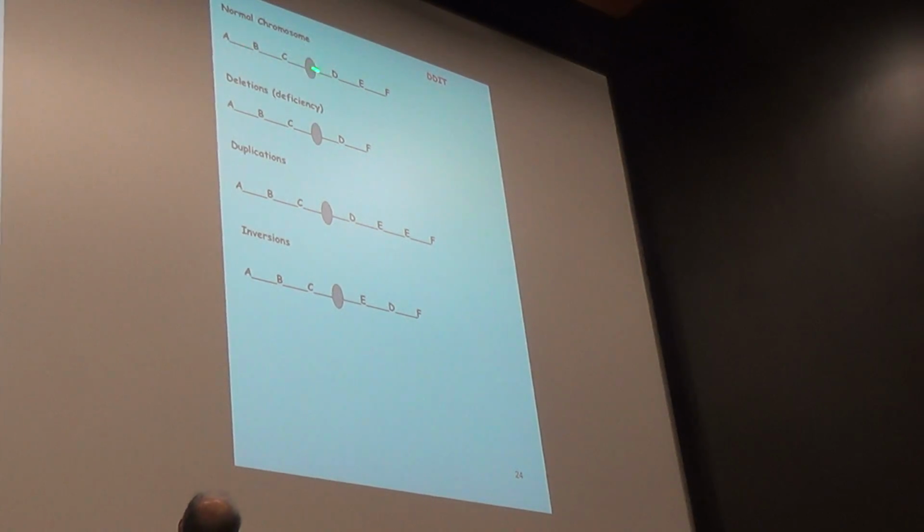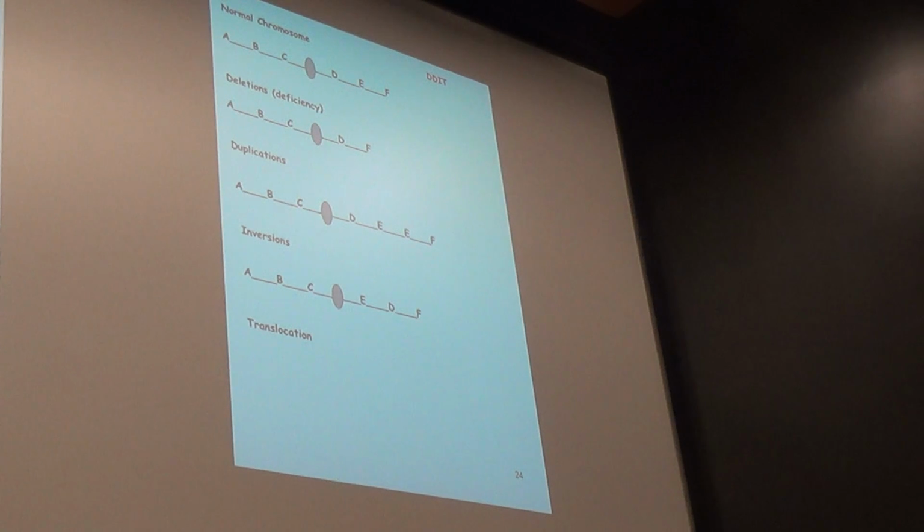An inversion is a segment that flips 180 degrees. So in the normal copy, you have D followed by E followed by F. In the inversion, you still have the same chromosome, but you have E followed by D and then F. So that segment E and D have flipped 180 degrees. That entire segment's been cut out, turned 180 degrees, and then dropped back into the chromosome.